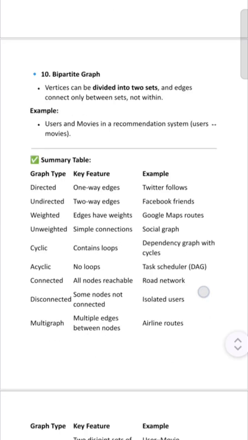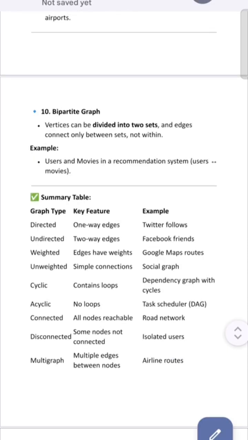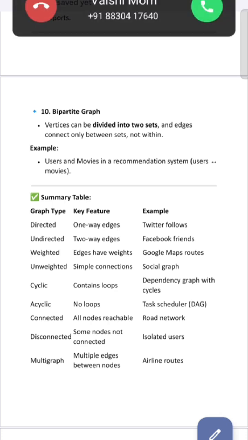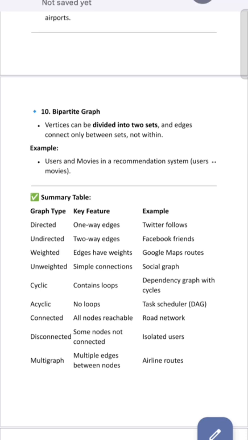So the next type is bipartite graph. Vertices can be divided into two sets and edges connect only between sets, not within. So the example is users and movies in a recommendation system, that is users to movies and movies to users. Both are bipartite graph nodes.